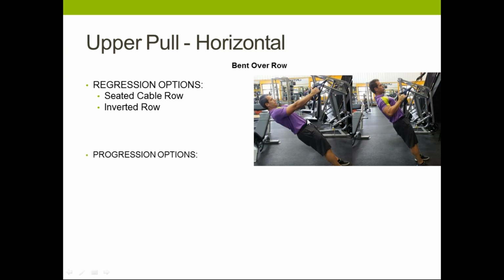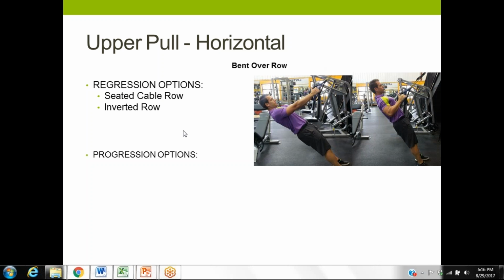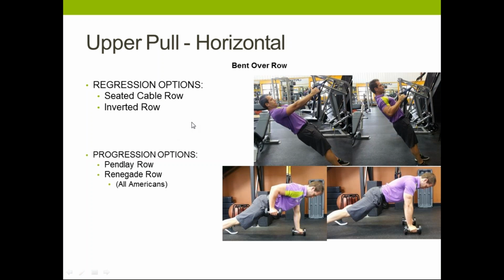Progression options. What do you guys think? Someone can do a bent over row. Any movements come to mind for progression? No? Okay. So progression, Pendlay row is a really good one, or a renegade row. So right here, I'm presenting the renegade row. Make sure when they're pulling up that they pull by the hip like that. All too often, people will pull way too tight and high when they pull up on that row. So watch for that.